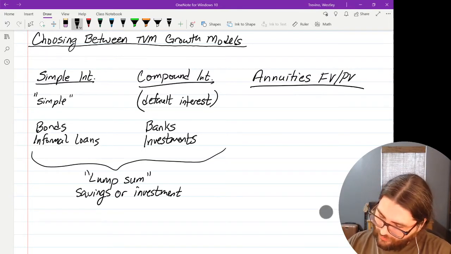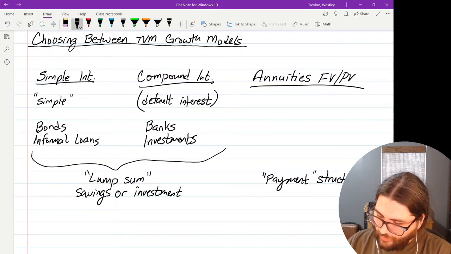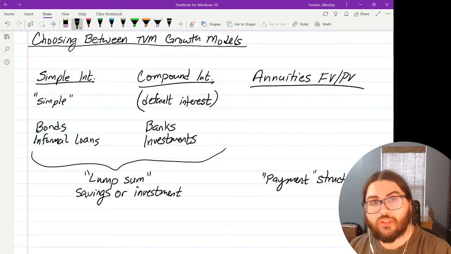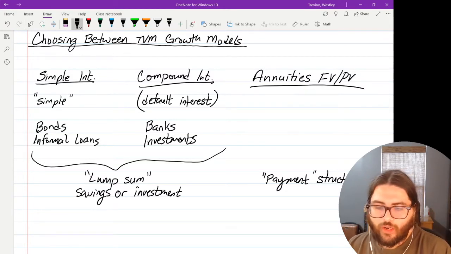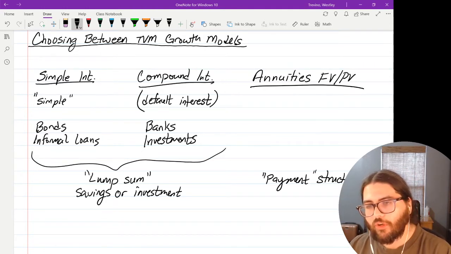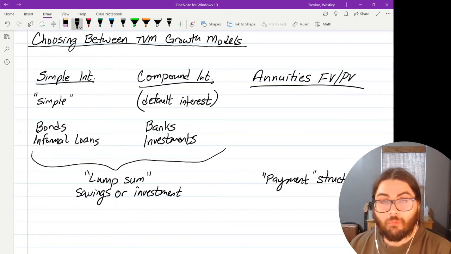This is when we're talking about a payment structure. And that payment structure can go both ways, right? It can be payments that I'm receiving, either because I've won the lottery and they're paying me out over 20 years, or it can be a lawsuit that I've won and the company is paying me money over time. Or it can be a loan, right? I'm paying the bank back for this house that I bought over time. That's a payment structure.